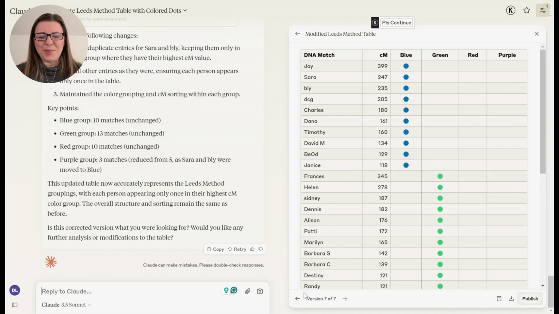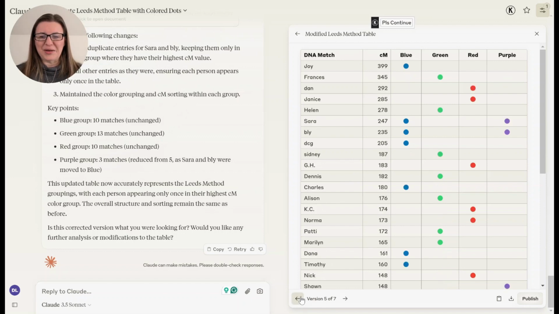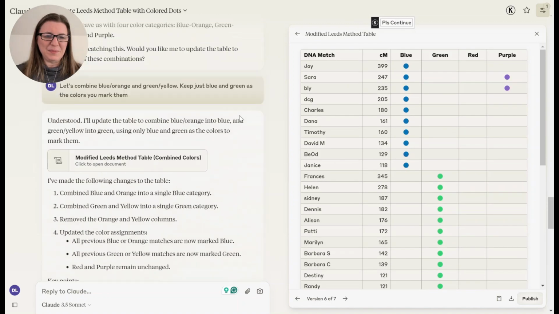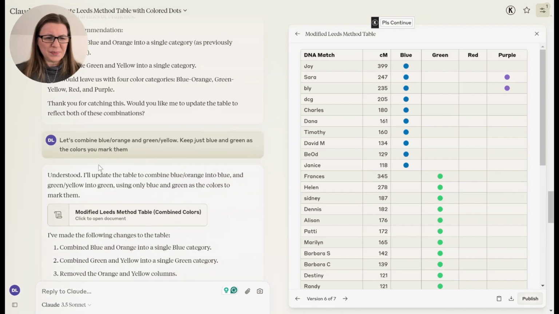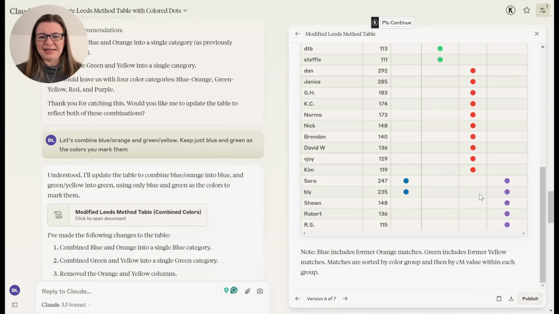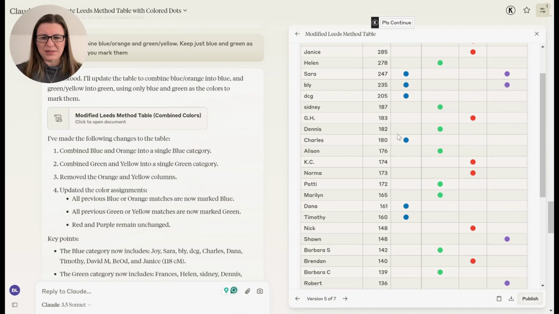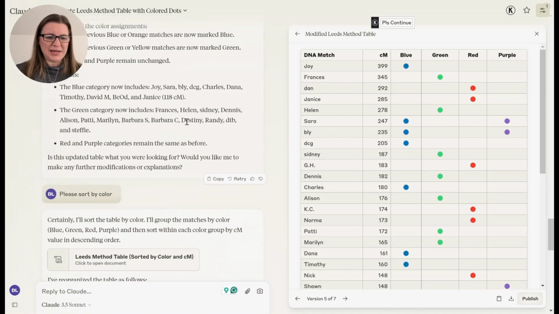And again, if you want to go back to a previous version, like this version works better, you can do that. Or let me show you one more thing. If we come back up here to where I did this is when I first asked it to combine, and it ended up giving 2 dots to some people. I said combine, just keep blue and green. And it did. I can click on this to see which one that was. That looks good. It was when I sorted.